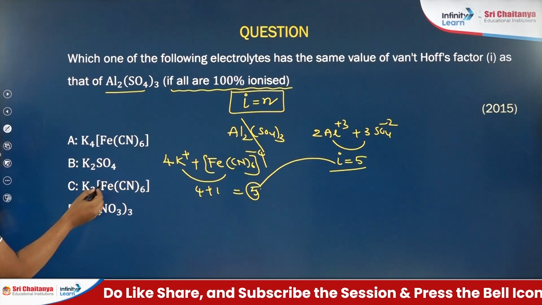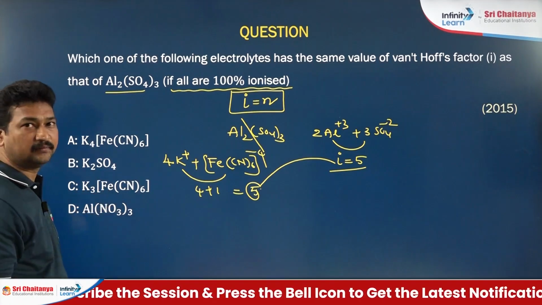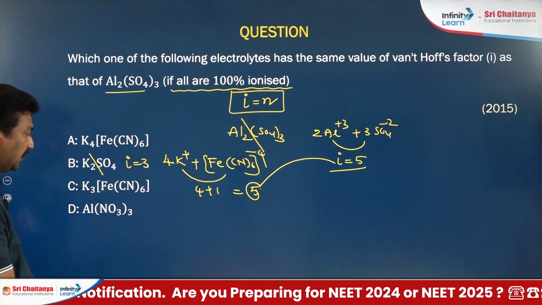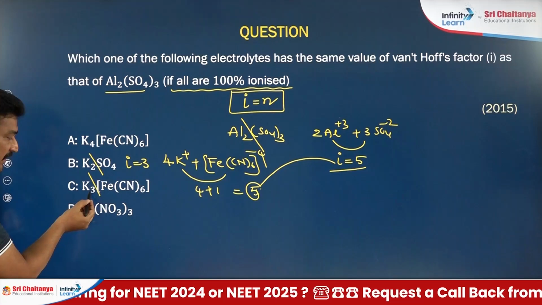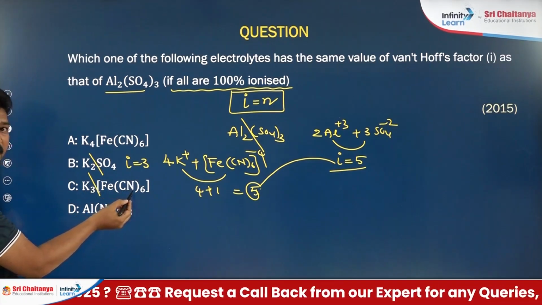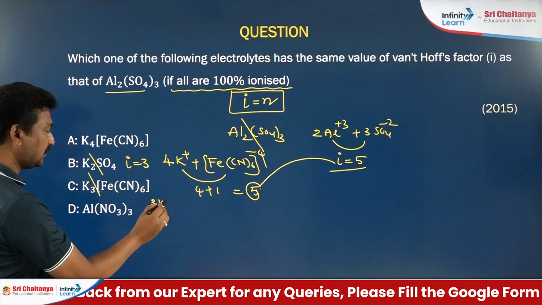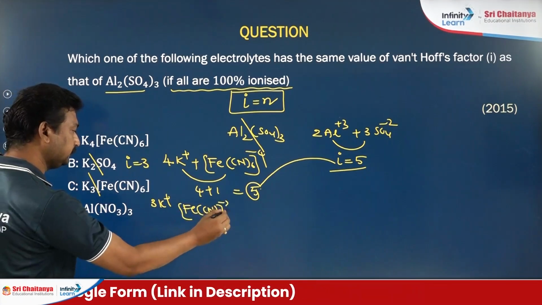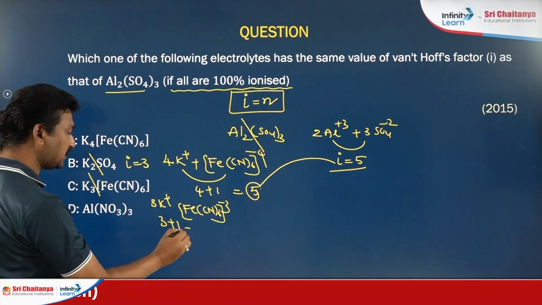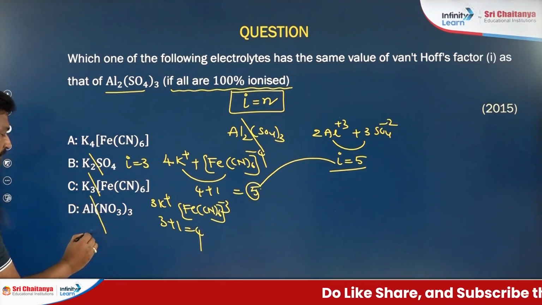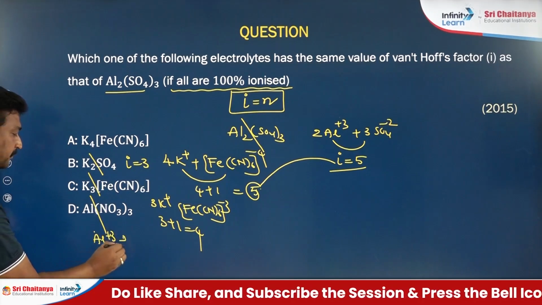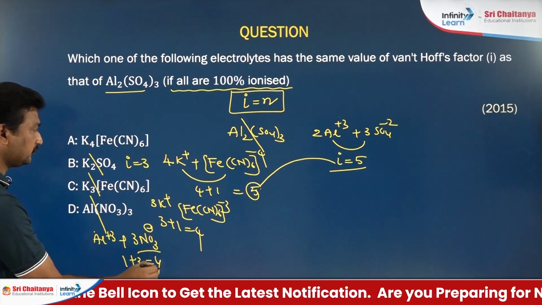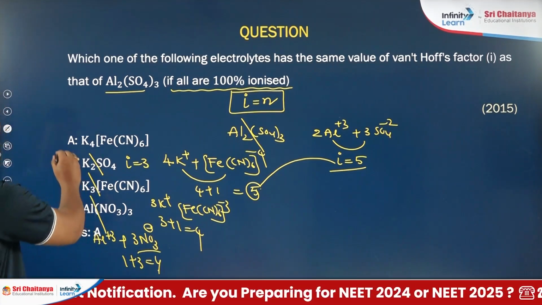When you go through the remaining options, you will not get an i value of 5. K2SO4, when split, gives an i value of 3: 2K+ and SO4-2. K3[Fe(CN)6]: 3K+ and one [Fe(CN)6]-3, so 3 plus 1 is equal to 4. Aluminum nitrate: 1 Al+3 and 3 NO3- ions, 1 plus 3, 4. The right option is the first option, K4[Fe(CN)6].